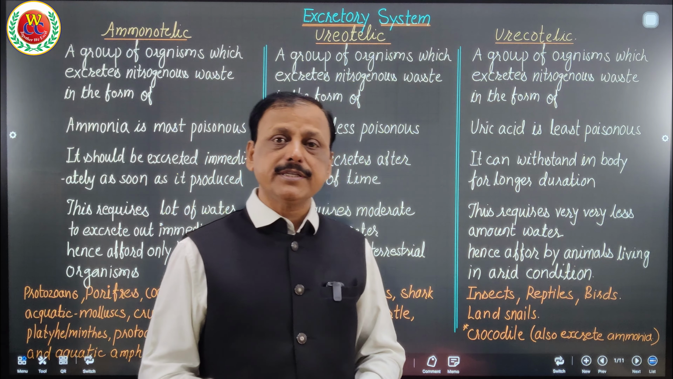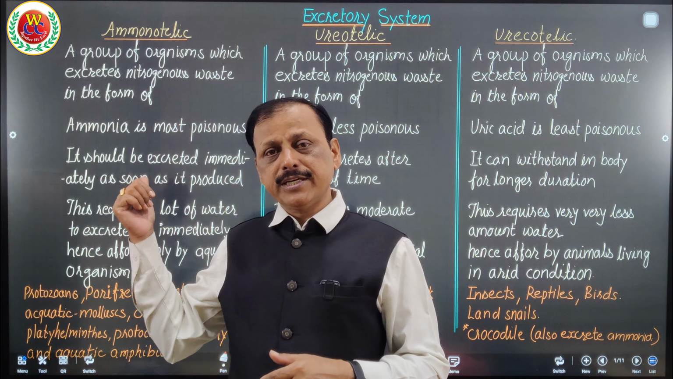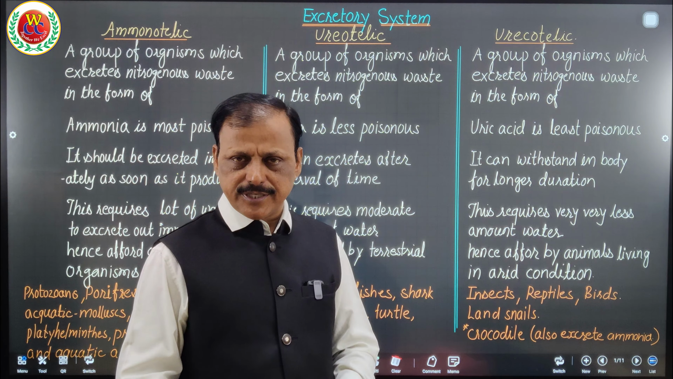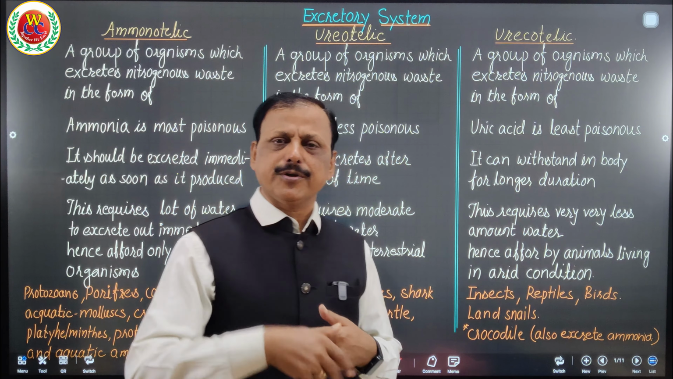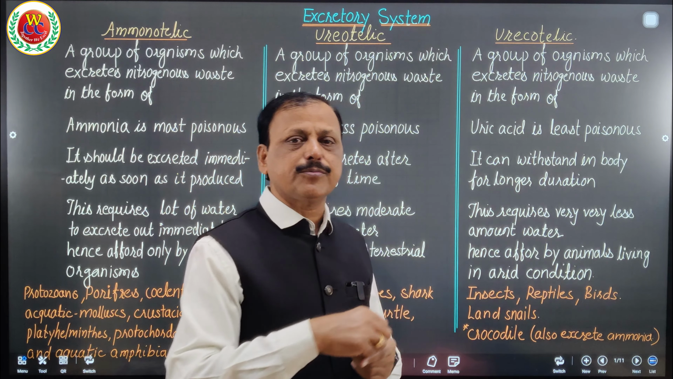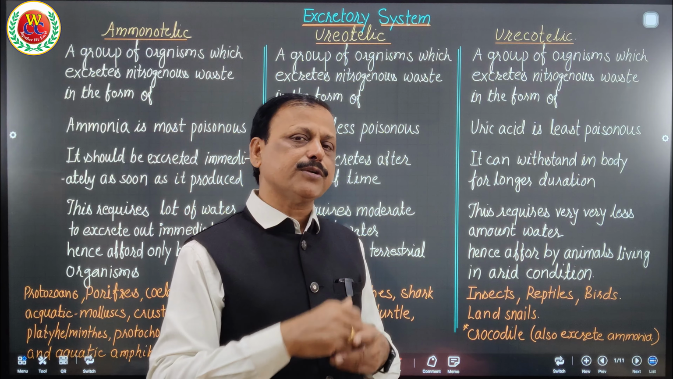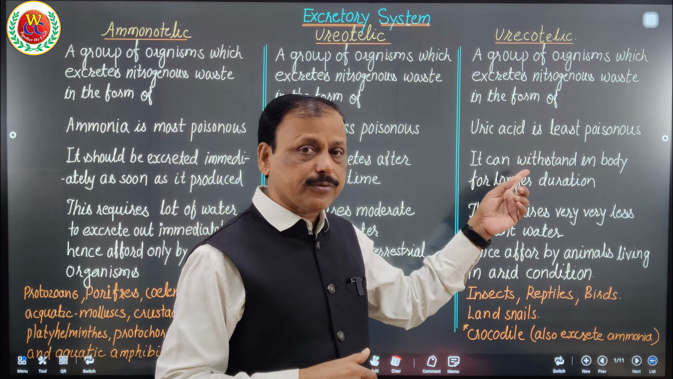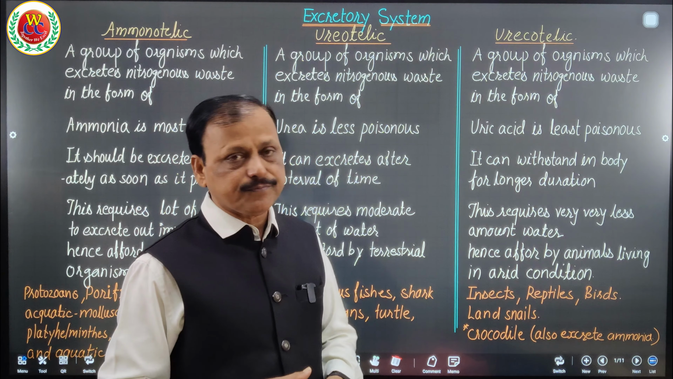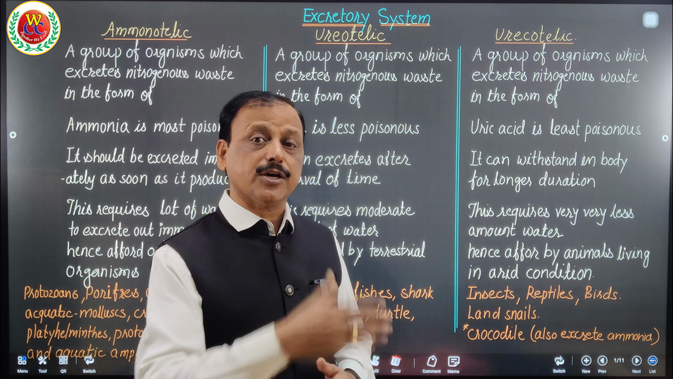But those living in scarcity of water cannot afford to excrete ammonia and urea, because ammonia is very poisonous and urea is less poisonous, but uric acid is the least poisonous. Therefore, even if it is excreted after 8 days or many days, it will not harm the animal. These organisms have very little water to remove nitrogenous waste, as they require more water for body metabolism. So they are adjusted to excrete nitrogenous waste in the form of uric acid, and these organisms are known as uricotelic. They withstand uric acid for a prolonged duration along with excreta.